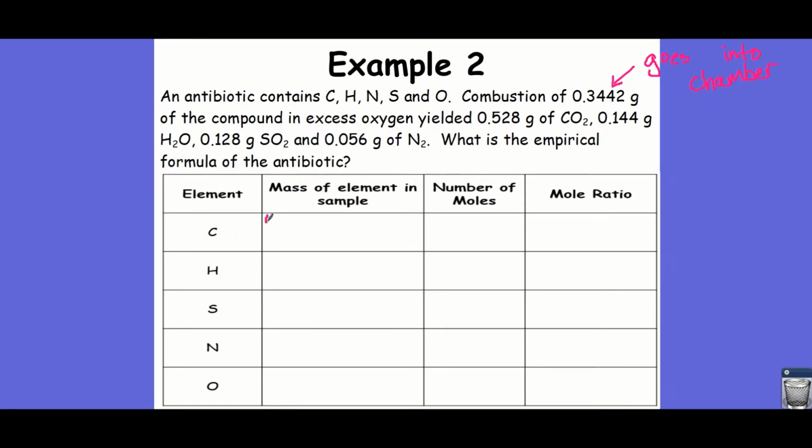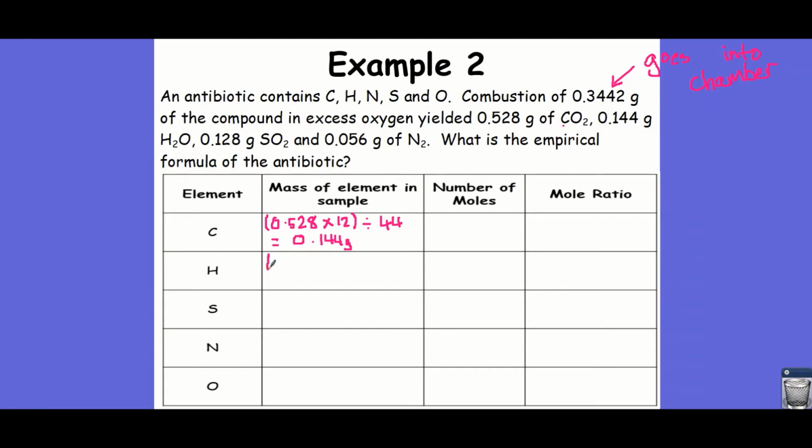Carbon. The mass of carbon dioxide produced is 0.528. So 0.528, we're going to multiply that by the relative atomic mass of carbon, which is 12, and then divide that by the gram formula mass of carbon dioxide. So that is 44. Plugging that into the calculator, you get 0.144 grams of carbon in your original mass.